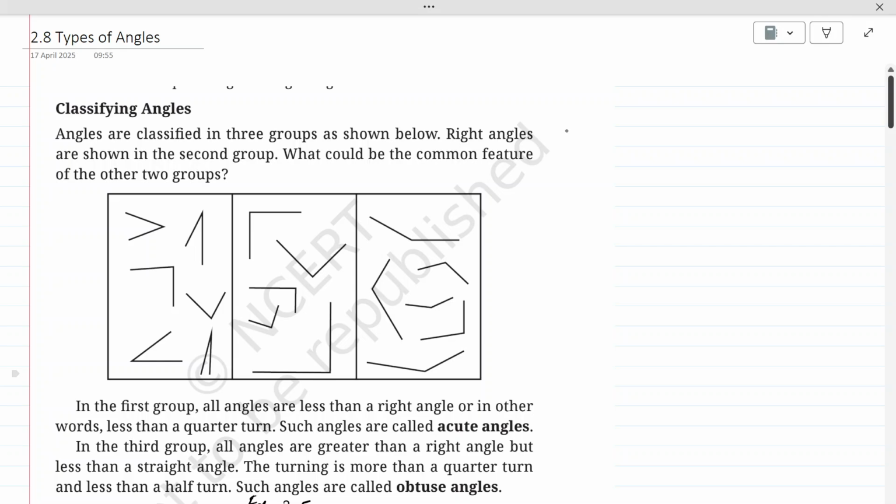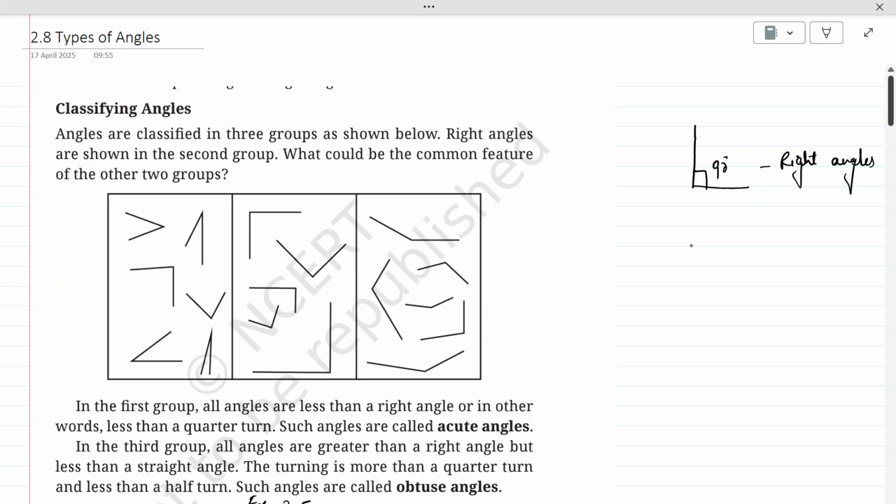So the angles which are of 90 degrees, where the two lines are at 90 degrees with each other, they are called right angles. Okay, they are called right angles, and this we also learned in our last class.